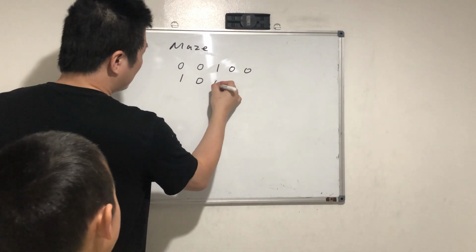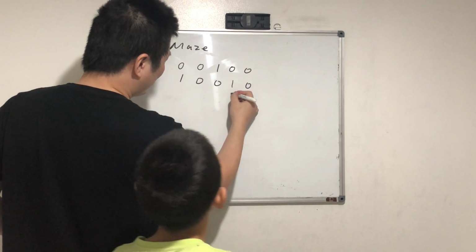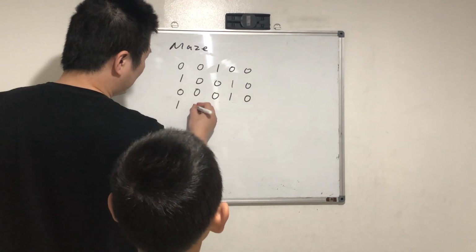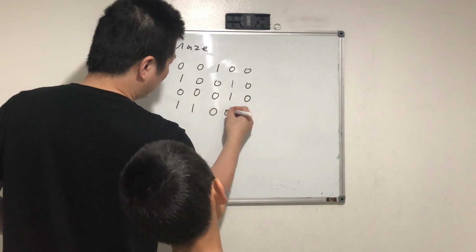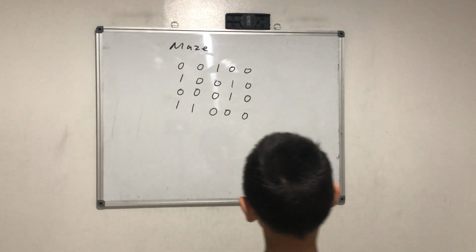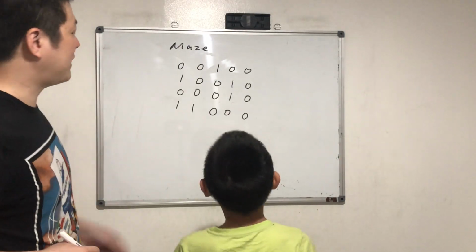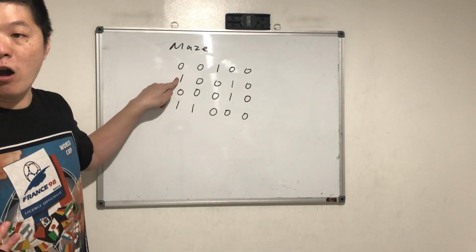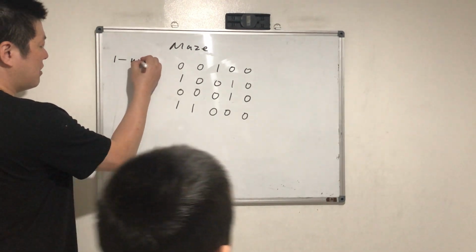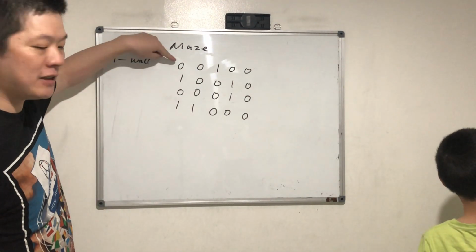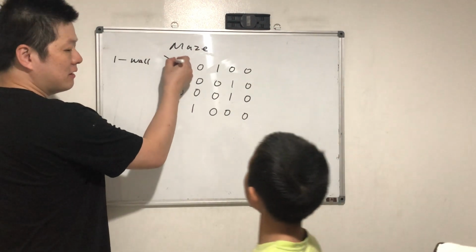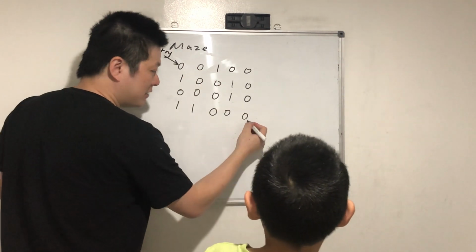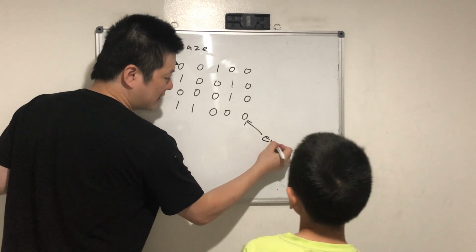How can we draw a maze? Good one. The zeros are the paths you can go, and the ones are the walls. Yeah, well done. So zeros are the empty space you can walk, and one is the wall. And where's the entrance? The entrance is the top left. And where's the exit? The bottom right.